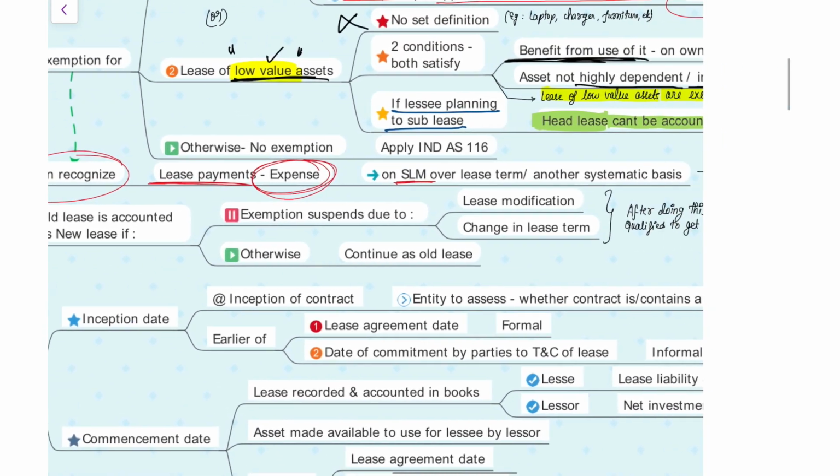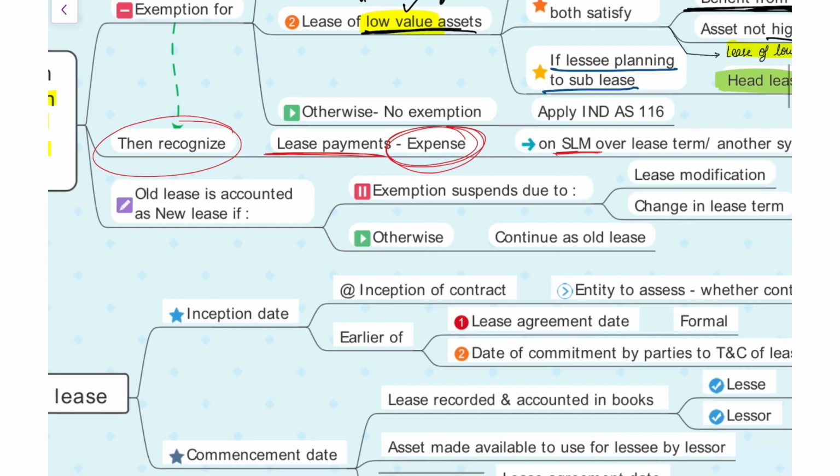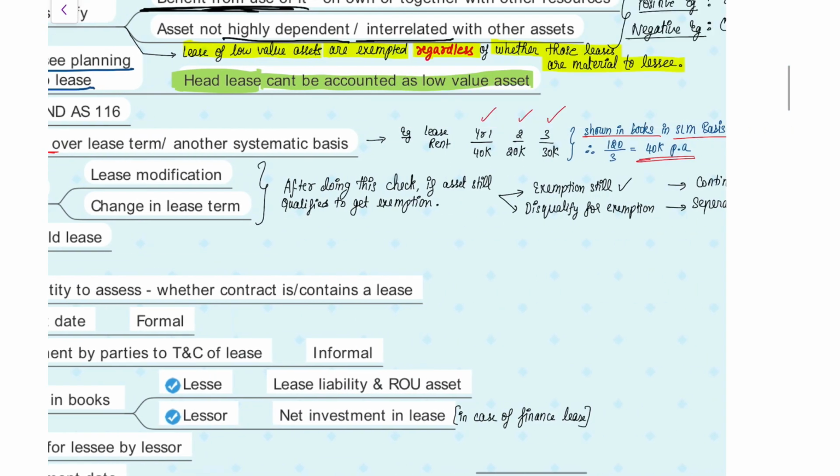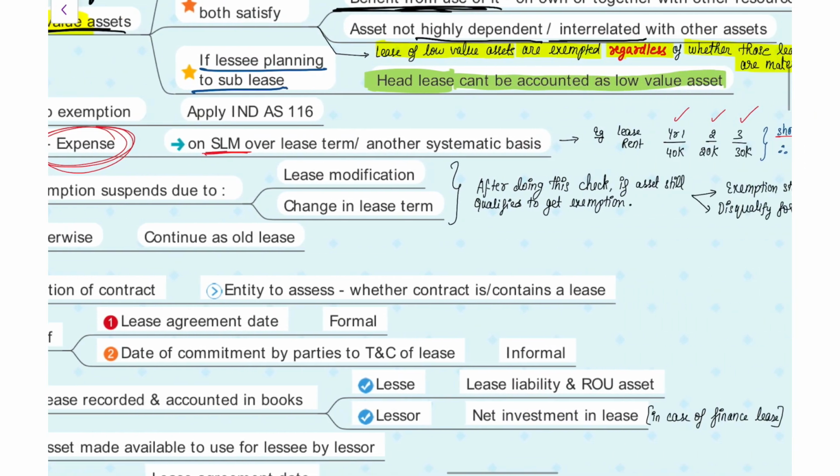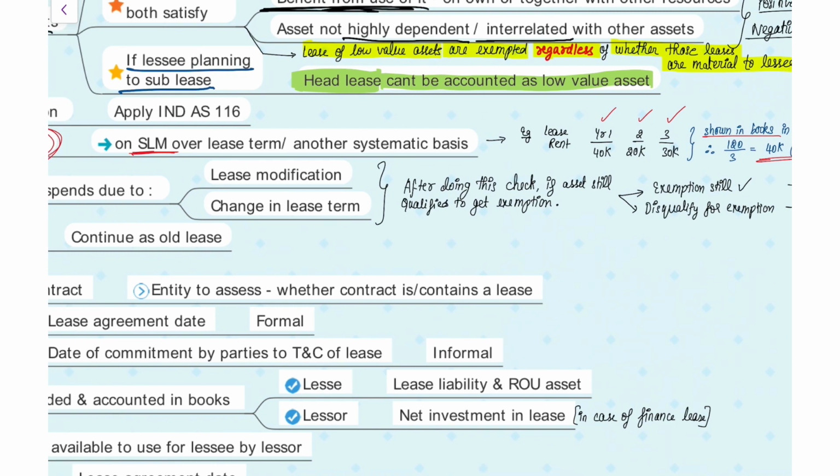Okay, there is one more topic that we have to discuss. Suppose there is some lease modification. You have taken this exemption, and after taking this exemption, there is some lease modification. That means there are some changes in the lease term or lease value, supposedly. There is some modification in the lease itself, or else there is a change in the lease term.